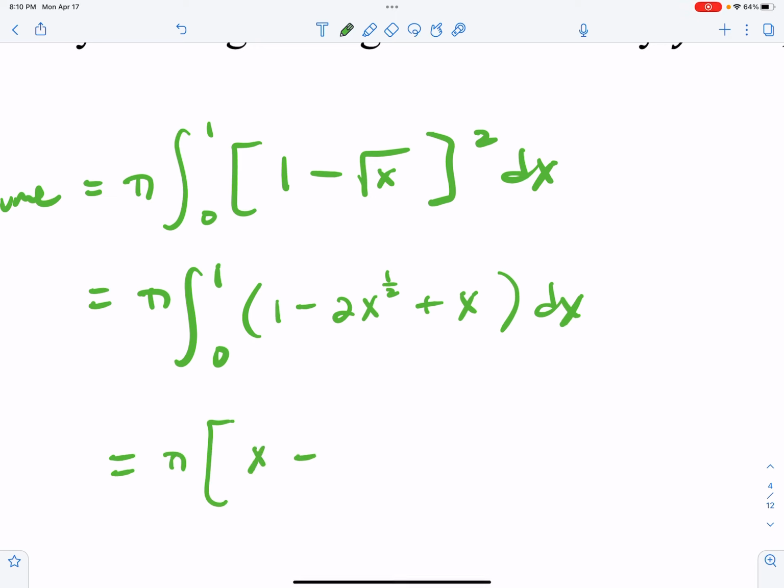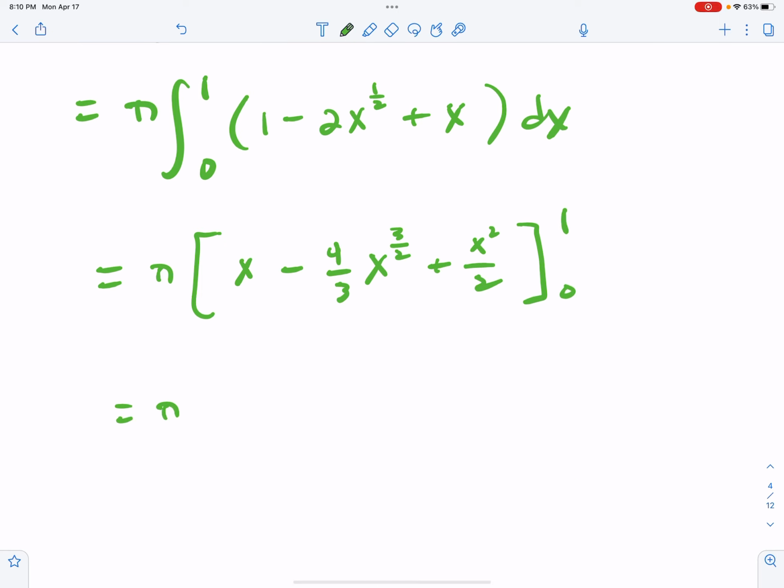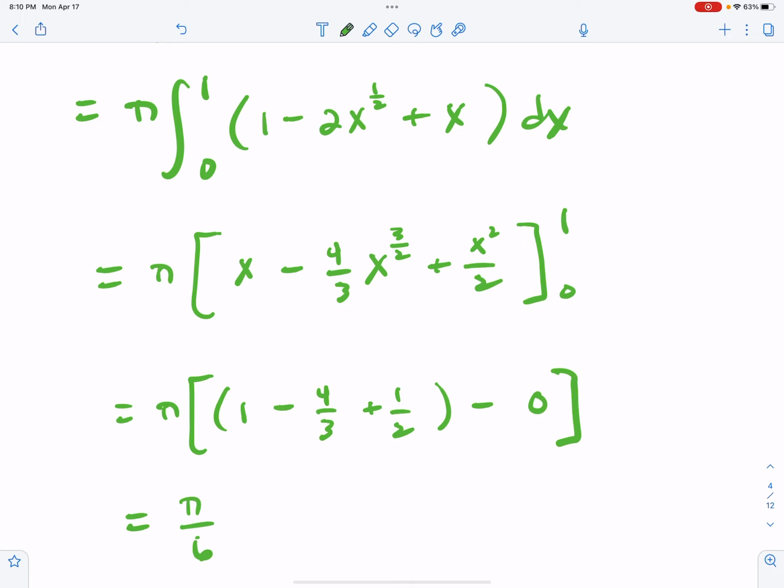So then integrating ends up being x minus 4/3 x to the 3/2 plus x squared over 2. And applying the first fundamental theorem of calculus, that's 1 minus 4/3 plus 1/2 minus 0. And that ends up being pi over 6.